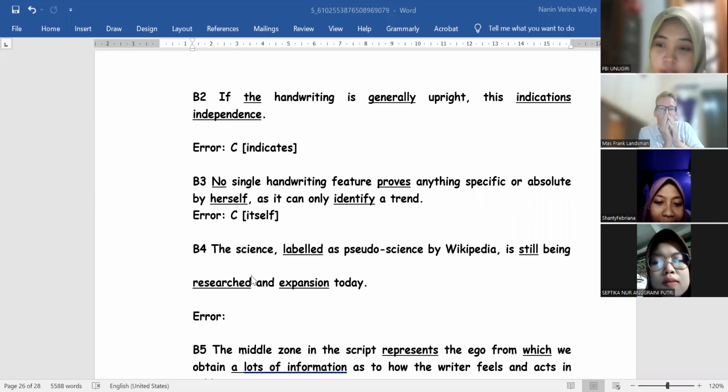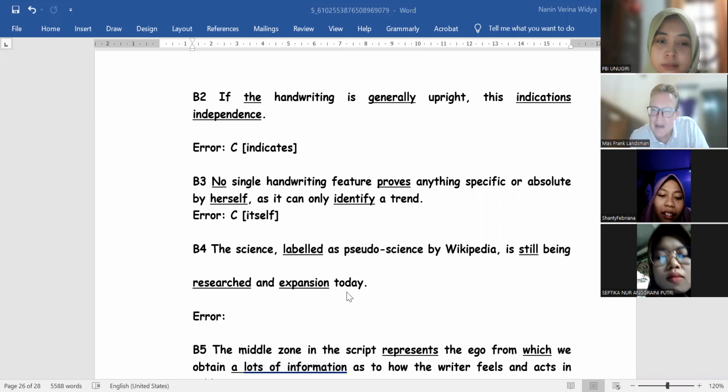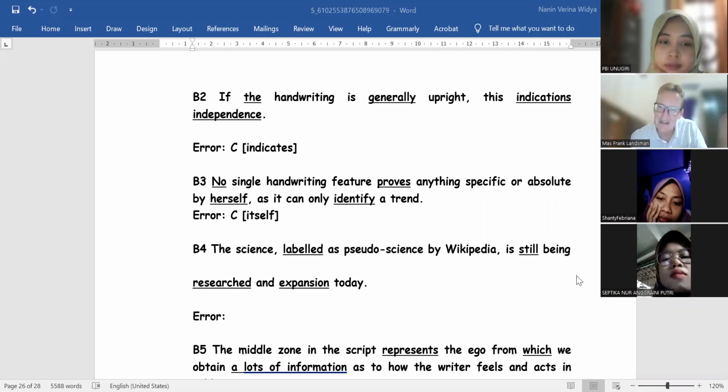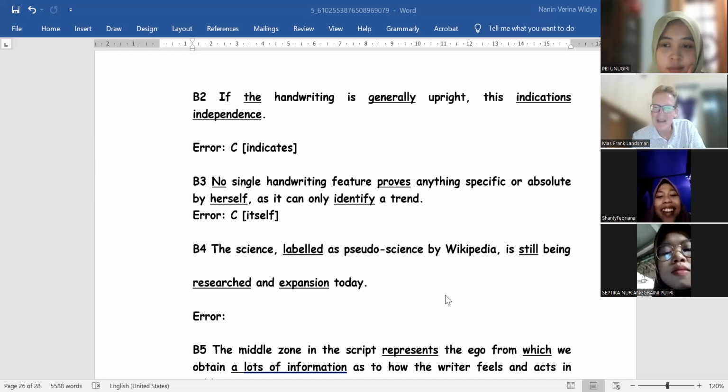For research. It's not researched, but it's research. Ya, ini sedang diteliti ya, jadi verb 3 is okay. But you're close because when you say it's still being researched, sedang diteliti, dan diperluas, harus sama. So it's still being researched and use the same form. Dengan bentuk yang expansionate. Yeah, not that long, make it shorter. Kata kerjanya apa? Expand ya.